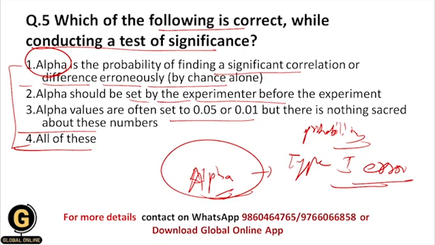Alpha values are often set to 0.05 or 0.01, but there is nothing sacred about these numbers. Again, this statement is correct, because the smaller the value of alpha, the greater is the test of significance value. I mean to say that your test results will be more significant when the alpha value is smaller. All of you getting? And that's why all of these options are correct in regard to the test of significance.